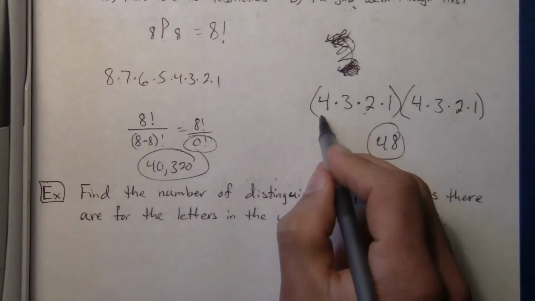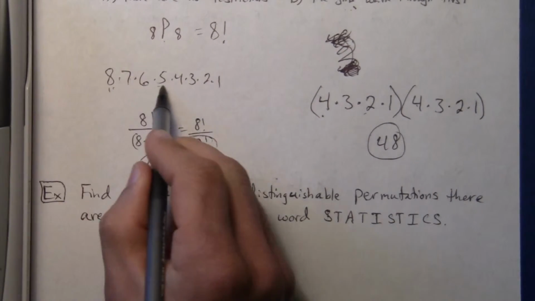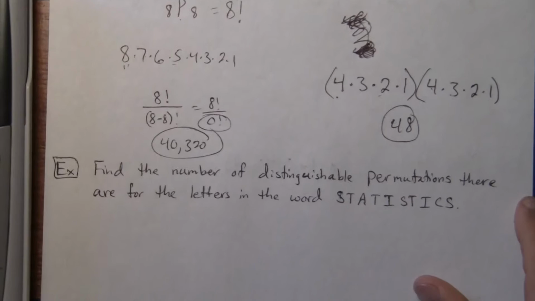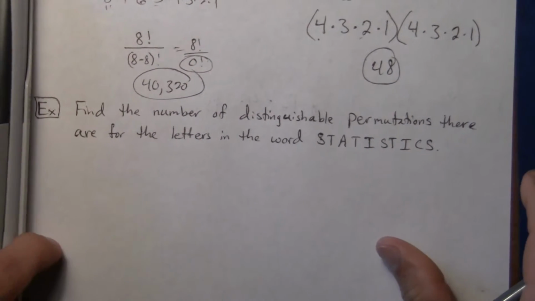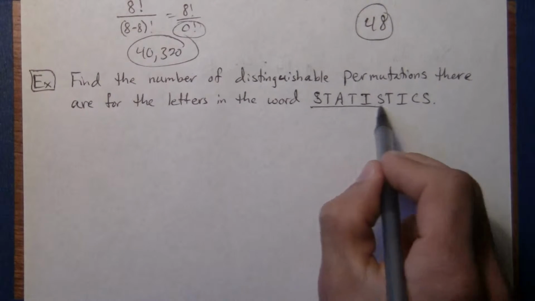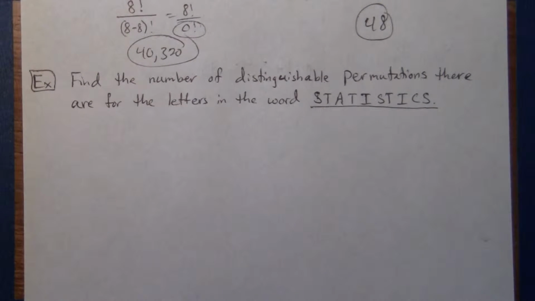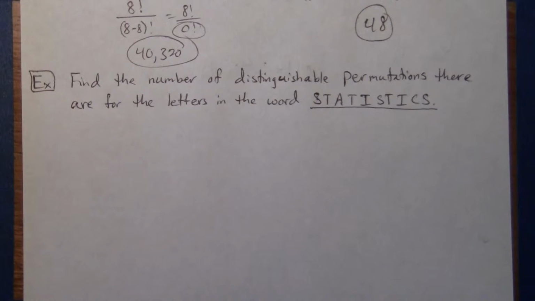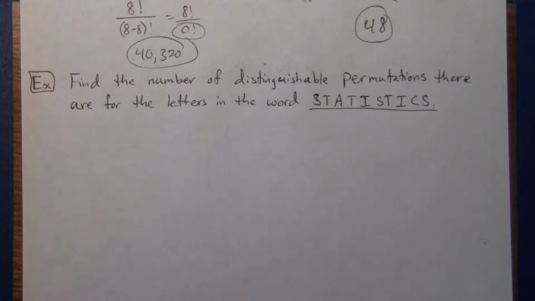Alright, and you see the little slash idea, how I said it goes 8, 7, 6, 5, 4, 3, all the way down. Kind of like the license plate question. Alright, for the next problem, it's going to ask us to find the number of distinguishable permutations. Like I said, how many ways can I rearrange the letters in that word to get another word?